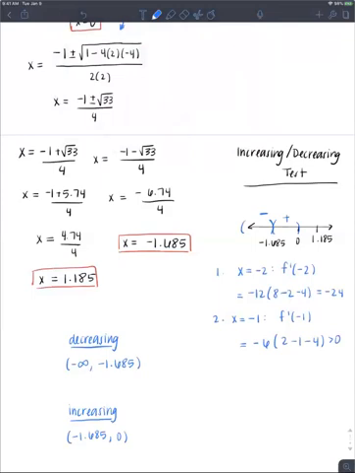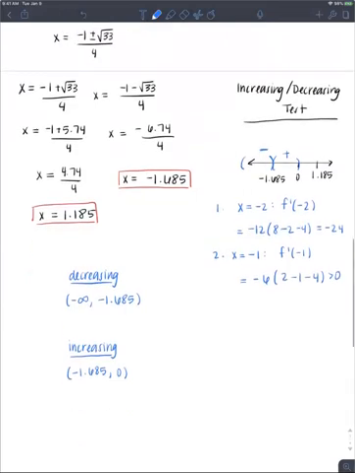Okay, do you guys, like, are you starting to get familiar with this again? Is this seeming more familiar?